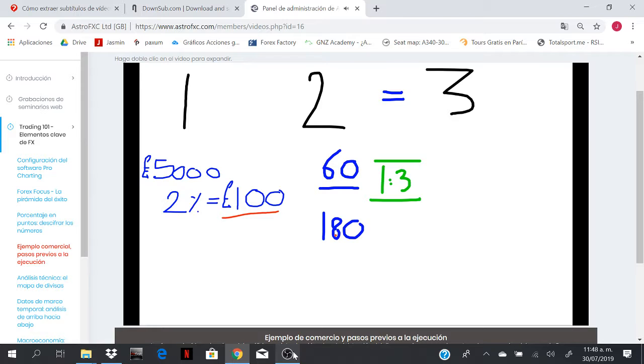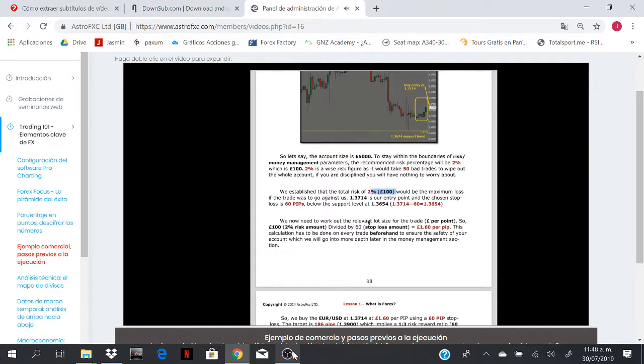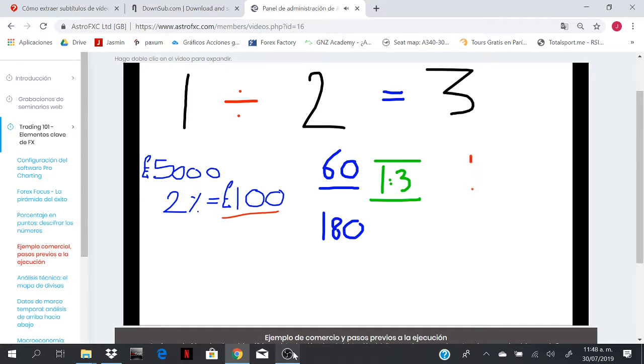Step 3. So all we have to do is step 1 divided by step 2 equals step 3. Okay, so we now need to work out the relevant lot size for the trade. So £100, which is our 2% risk amount, divided by 60, our stop loss amount, equals 1.60. You can do this on a calculator. So that's £1.60 per pip. Now, in the next set of videos, I'm going to go into converting this into MetaTrader lot sizing and so forth, but that's your trade.